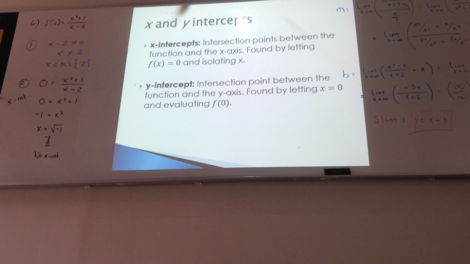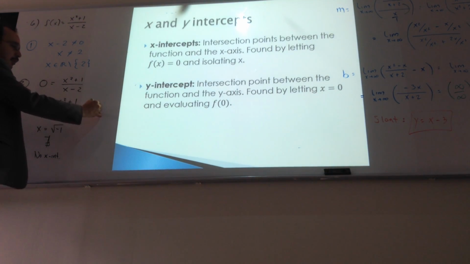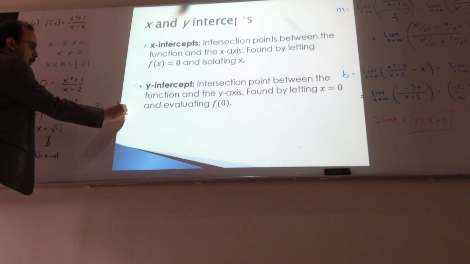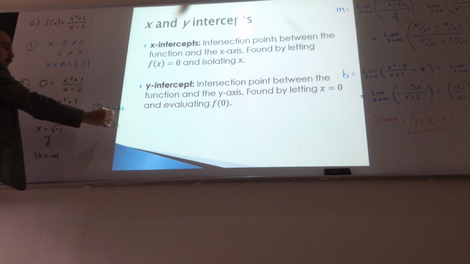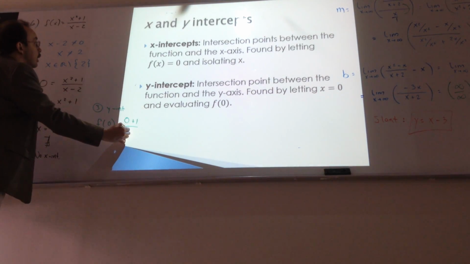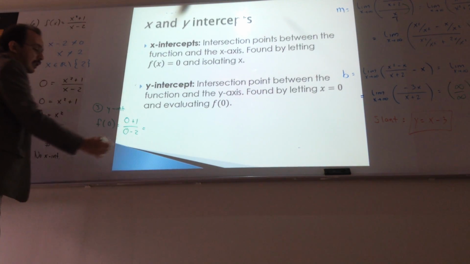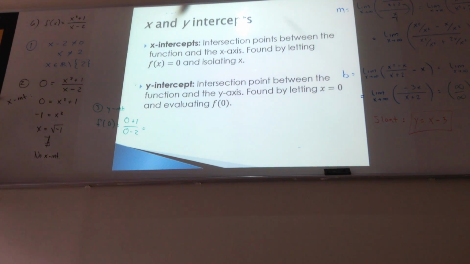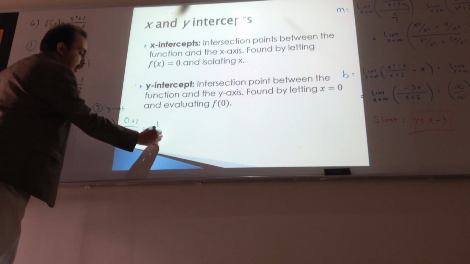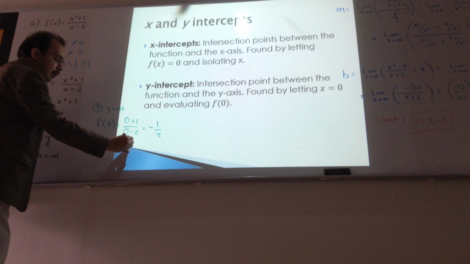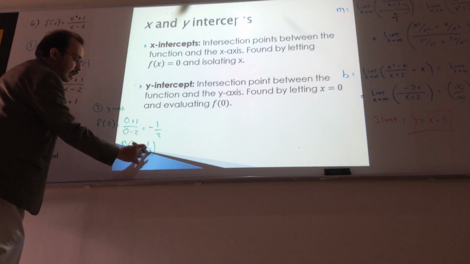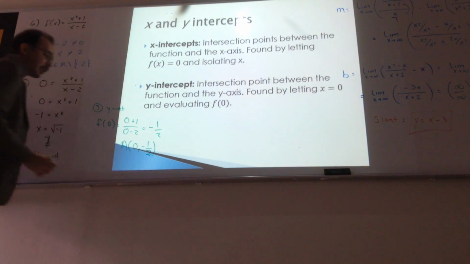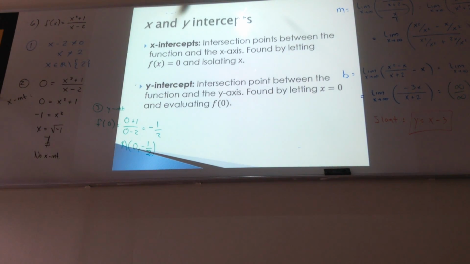Y-intercept. X equal to 0. So f of 0 is 0 plus 1 over 0 minus 2. So the answer is negative 1/2. And the point is going to be 0, comma negative 1/2. Listen, I want the intersections as points, please. Something comma 0 or 0 comma something.